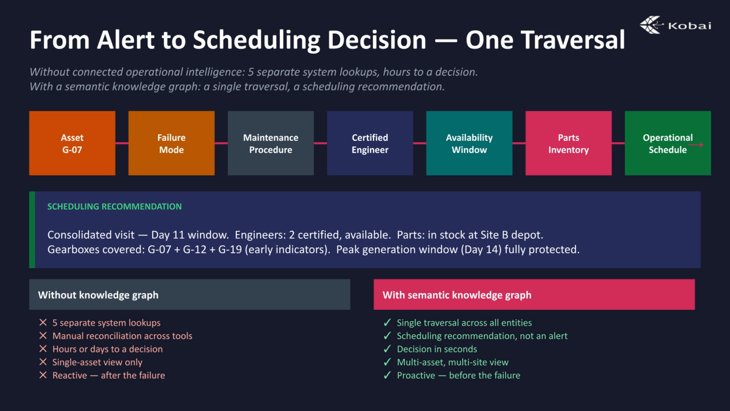A semantic knowledge graph enables a single traversal from the alert to the scheduling decision. This replaces multiple system lookups and manual reconciliation, leading to a decision in seconds. It provides a multi-asset view for proactive, before-failure intervention.